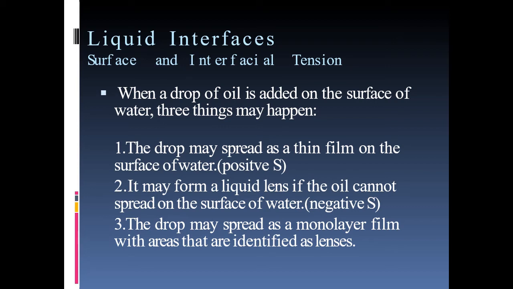Here are the conditions when a drop of oil is added on the surface of water; three things may happen. First one is the drop may spread as a thin film on the surface of the water, that is positive S. Second one is it may form a liquid lens if the oil cannot spread on the surface of the water, that is negative S. And in the third condition, the drop may spread as a monolayer film with areas that are identified as lenses.